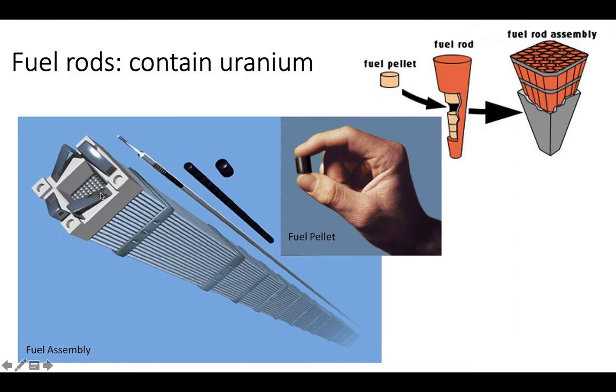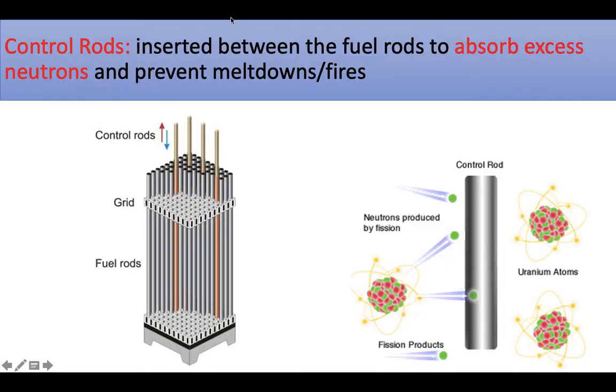Some of the rods that are in this structure here, you can see all these individual rods in the fuel assembly. Some of these rods aren't fuel rods, they're what we call control rods. They're empty and they help absorb some excess neutrons and help keep the fission reaction from spiraling out of control and leading to a meltdown. So they help control the reaction, which is why they're called control rods.